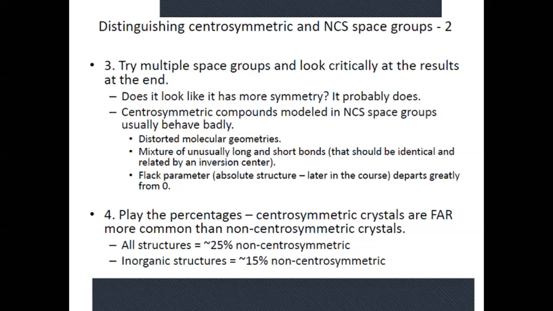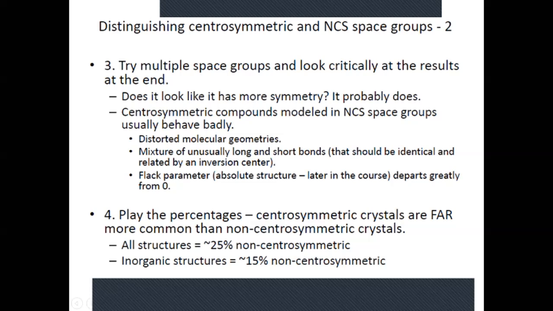Now, if you try to model something in the centrosymmetric space group, but it's not working out right, it could be that the molecule is supposed to be a benzene ring, but it looks distorted, or some of the bonds are longer than others, or you have what's called a Flack parameter. We'll talk about that when we talk about twinning. Then maybe you shouldn't be centrosymmetric. You should model it in non-centrosymmetric space groups. So there's all these things you can look at to see whether it's supposed to be centro or non-centrosymmetric.